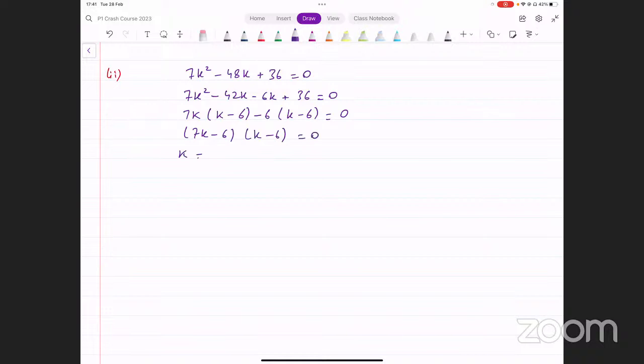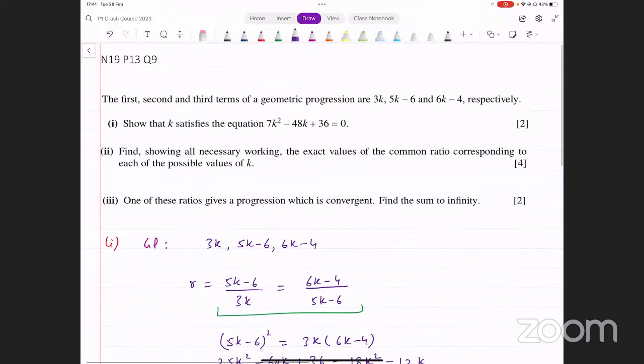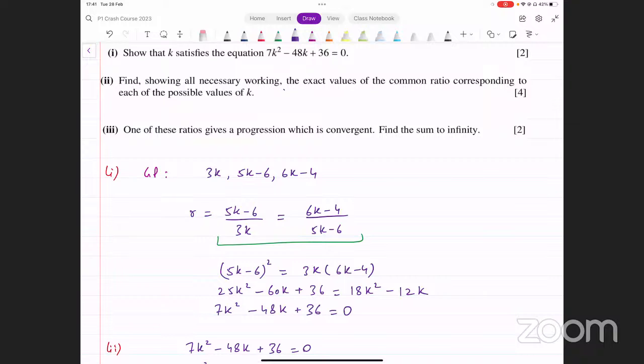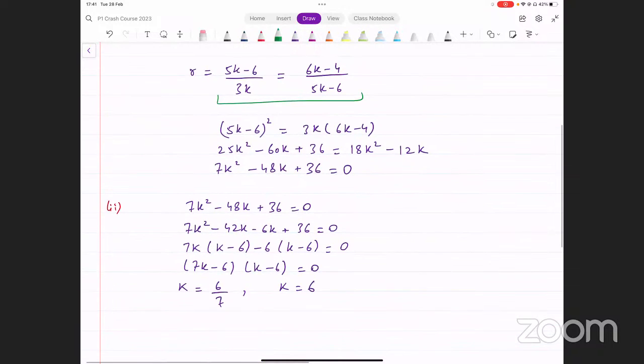So that means k either equals 6 over 7 or k equals 6. Now, what's the ratio? It says find the exact values of the common ratio. We have these two possibilities for finding the ratio.